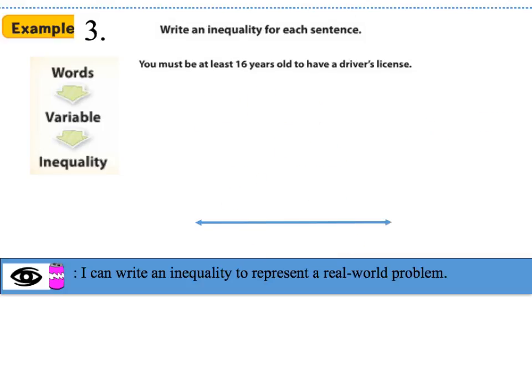For example 3, it says write an inequality for each sentence. In words, it says you must be at least 16 years old to have a driver's license. So I'm going to use the variable y to represent you, because that's what the problem is talking about. And then I'm going to underline the words at least. So I'm going to write the inequality like this.